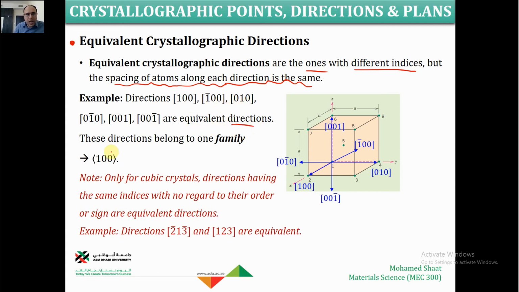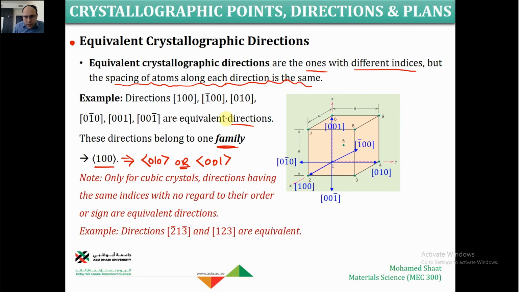All of these directions are equivalent directions. These directions belong to one family, written with this special bracket: 1, 0, 0, or 0, 1, 0, or 0, 0, 1. It means that this is a family, and we're going to discuss what a family is. So now we discuss two types of bracket.